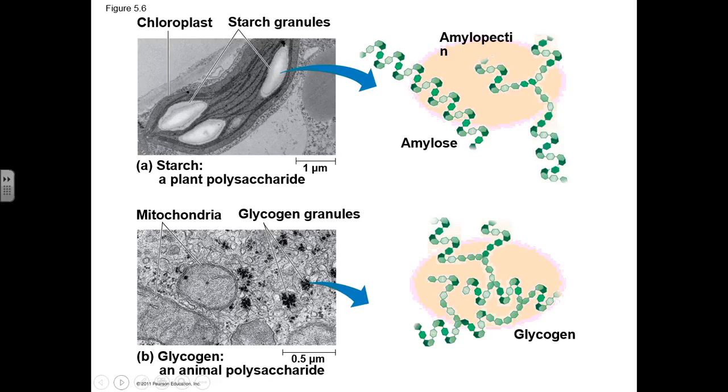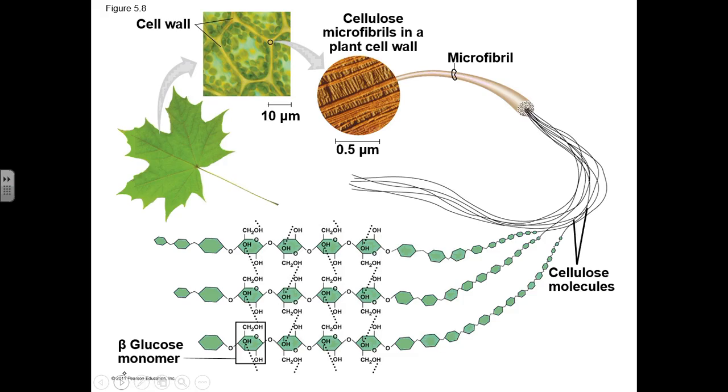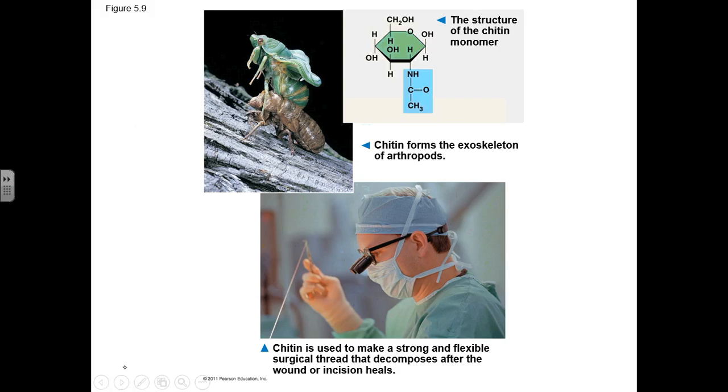And this just shows some simple structures of starches or glycogen. These are storage carbohydrates. And then cellulose, the plant cell walls are made of very highly of cellulose. And this shows you what those would look like. Very complex carbohydrates. And chitin as well. This is interesting. It's actually used to make a strong and flexible surgical thread that decomposes after the wound or incision heals. So they can use that as an internal thread that they don't have to remove later.